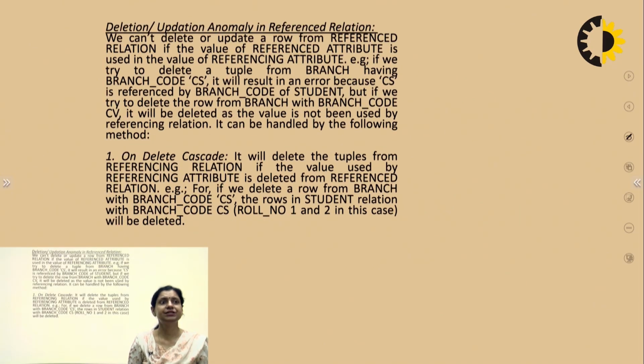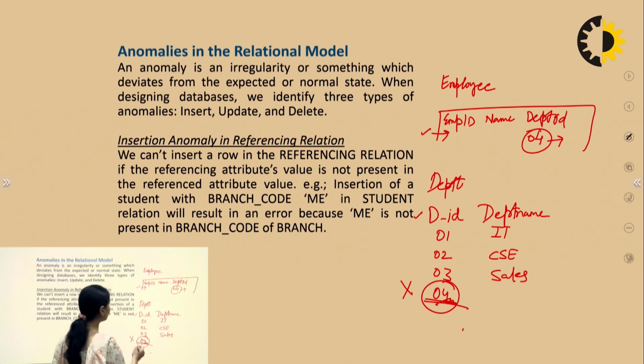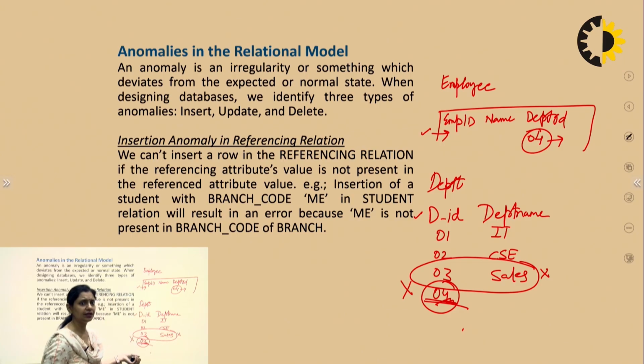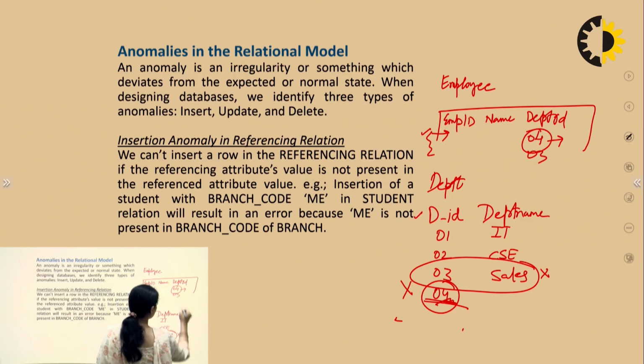The next one is the deletion or updation anomaly in the referenced relation. Similarly, if we take the same example, suppose I want to delete this department without deleting the employees who already exist in this department ID. I cannot do this. I cannot delete this record until and unless all the employees from this department are deleted. If there exists a single employee with department ID 03, I cannot delete this record.